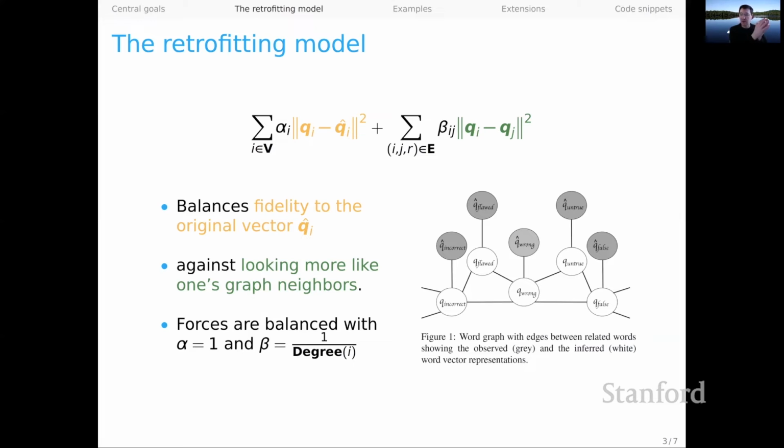If we set alpha really large, we'll mostly want to stay faithful to the original vectors. If we set beta comparatively very large, then we'll mostly want to look like the neighbors in the knowledge graph, and we won't remain so tethered to the original embedding space that we started with. This illustration kind of nicely depicts what happens in the model. The gray vectors are the original embedding space. We have this knowledge graph that connects the associated nodes, and because they're connected in the retrofitting space, which is given in white, these nodes are kind of pulled together and look more similar.